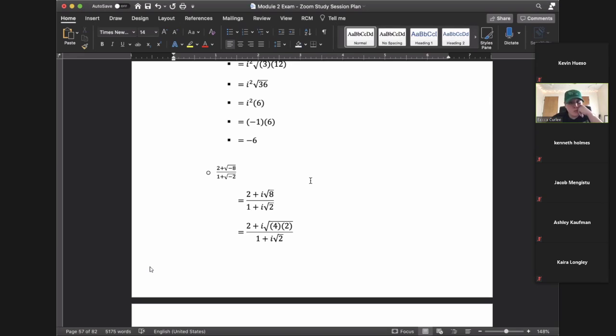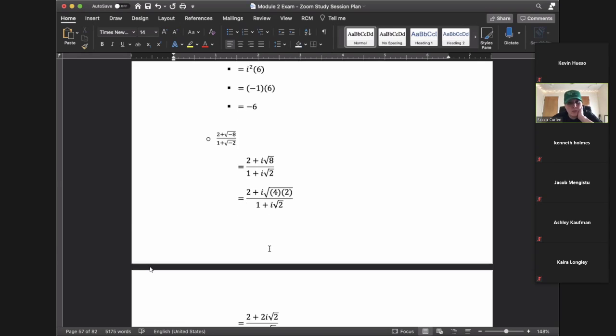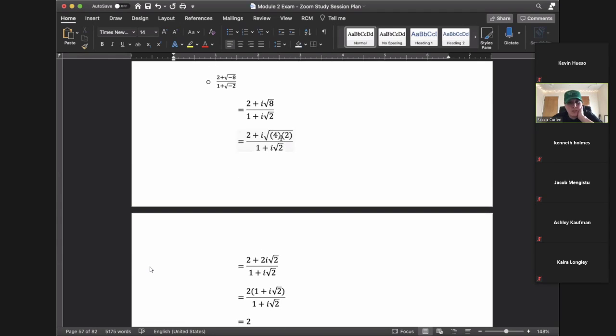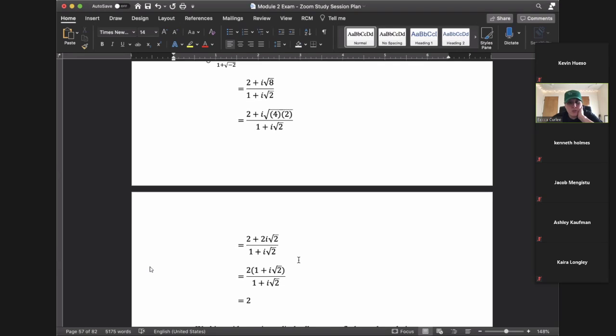So then here's another one: 2 plus the negative square root of 8, divided by 1 plus the square root of -2. So we've got 2 plus i square root of 8 over 1 plus i square root of 2. Then you've got 2 plus i square root of 4 times 2. We can pop out the square root of 4 outside of the radical to make it 2i. So then we've got 2 plus 2i square root of 2 over 1 plus i square root of 2.